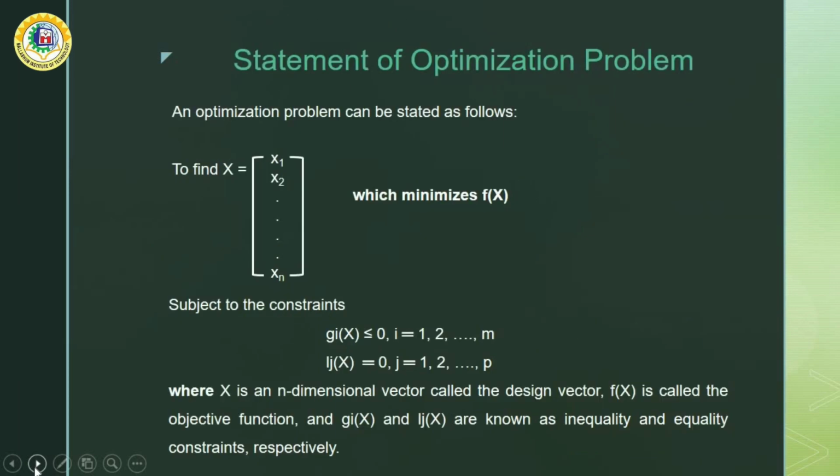Let's go to the statement of the optimization problem. Here we see that f(x) is an objective function that we want to minimize, and it is a function of x, where x is an n-dimensional vector called the design vector, subject to certain constraints that are g_i(x) and h_j(x). They are known as inequality and equality constraints respectively. And the constraints have some limitations. Here we see that i varies from 1 to m and j varies from 1 to p. These are the limitations of g_i(x) and h_j(x).